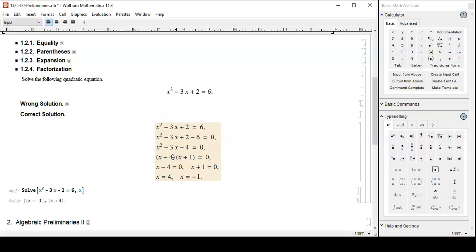Now after factorization, because the right hand side is 0, either the first factor is 0 or the second factor is 0 and it works. It does not work if the right hand side is not 0. So make sure to set the right hand side equal to 0 before doing anything else.